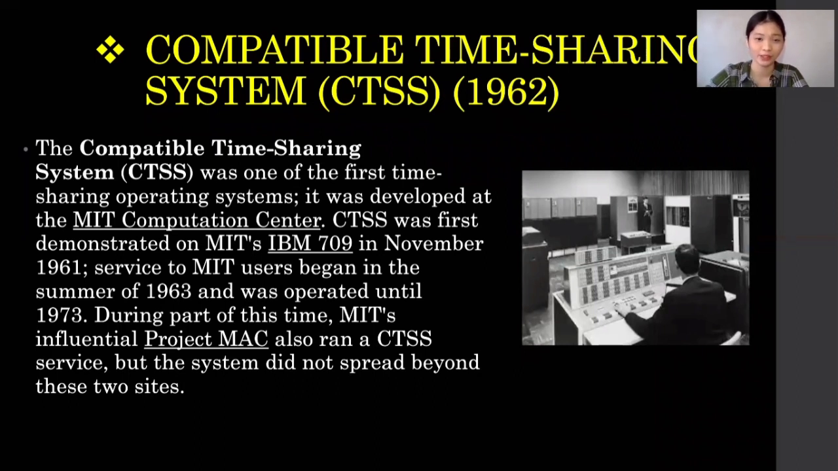So next, the Compatible Time Sharing System, or CTSS, in the year 1962. CTSS was one of the first time sharing operating systems. It was developed at the MIT Computation Center. CTSS was first demonstrated on MIT's IBM 709 in November 1961. Service to MIT users began in the summer of 1963 and was operated until 1973. During part of this time, MIT's influential Project MAC also ran a CTSS service, but the system did not spread beyond these two sites.